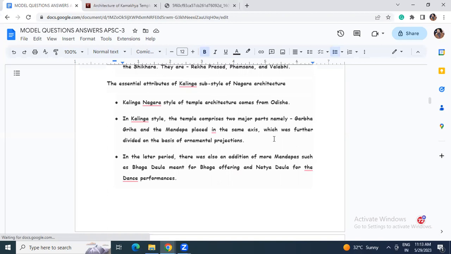Now, in the later period, there was also an addition of more mandapas, such as Bhoga Deula, meant for Bhoga offering, and Natya Deula for the dance performance.